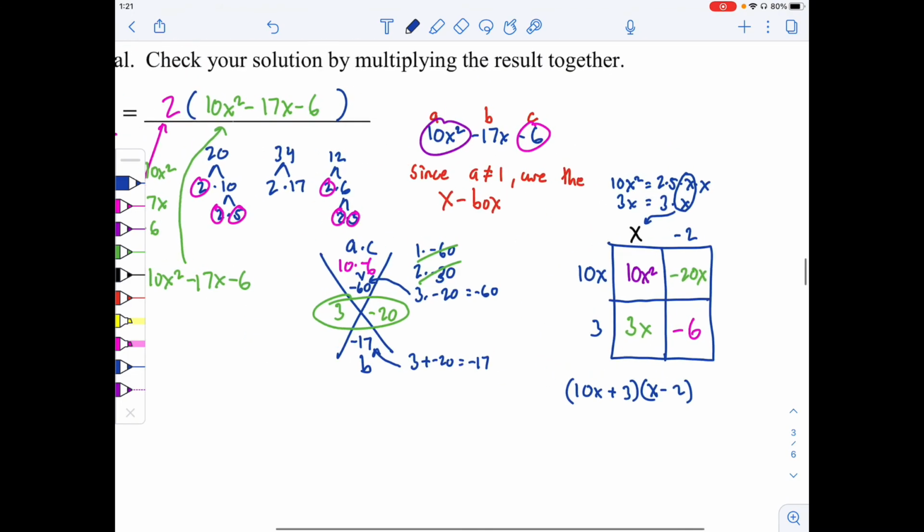Okay, so we just write that in our answer. So it's going to be equals 2, and in parentheses, it's going to be 10x plus 3, x minus 2. That's our answer. Right there.